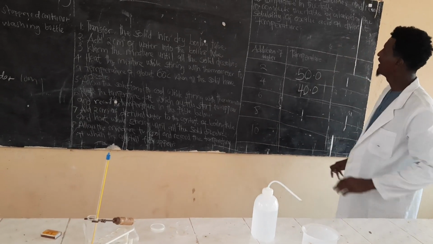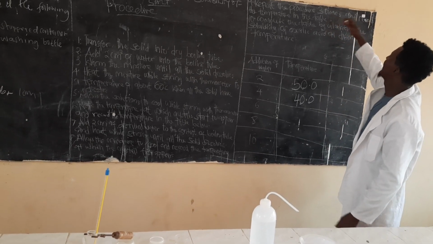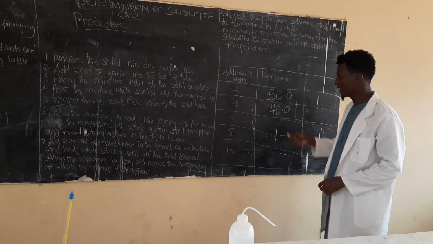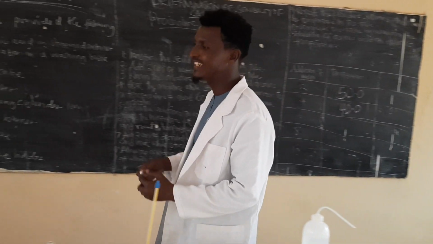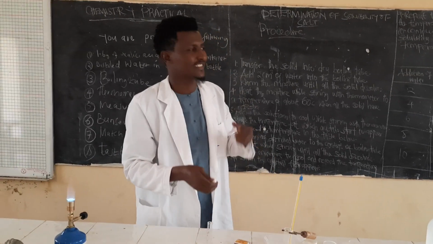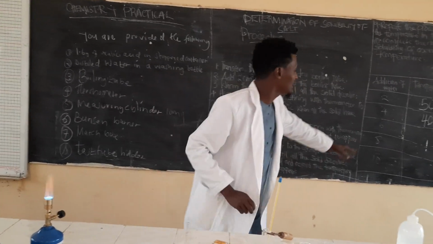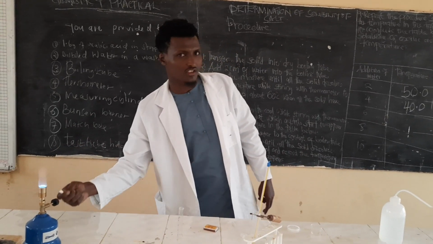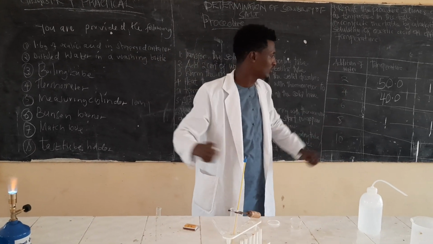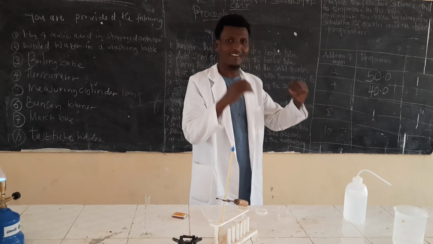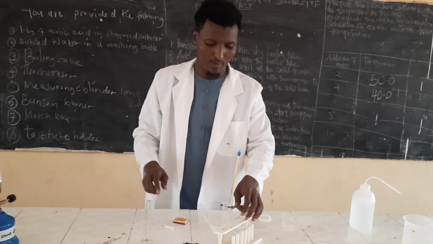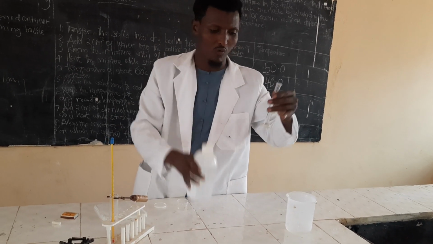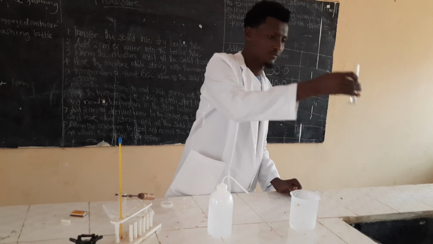Good. Now we repeat the procedure 3 times and record the temperature in the table. So I'm going to add 2 cm cubed of water each time. Again I will heat or warm until all the solid dissolves, then I will withdraw it and cool it. Then I will write the temperature at which crystals form. So let me measure again 2 cm cubed of water.